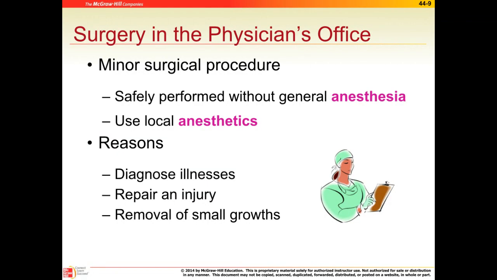Surgeries in the physician's office. So minor surgical procedures are performed generally with local anesthetic, not general anesthesia. General anesthesia is, for the most part, performed in surgical centers and in hospitals. Reasons that you use local anesthesia: stitches, staples, diagnostic procedures like punch biopsies, or maybe even with some other kind of removal of a small growth or warts, things like that.